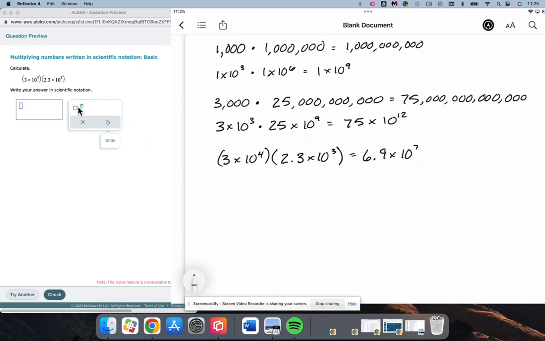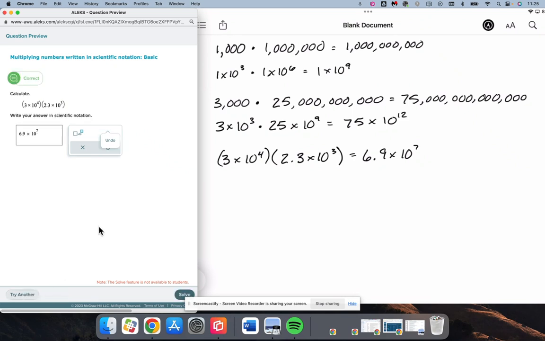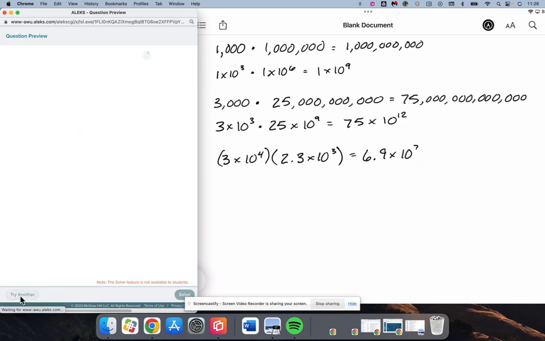And the way to put that in, we've got to click this tool here. And we get 6.9 times 10, just click over into that spot, 10 to the 7th. Okay.